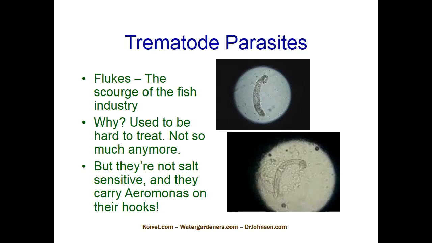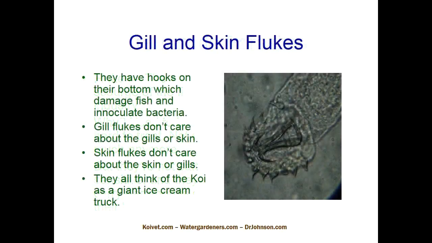Praziquantel, like I said, has no effect on the fish or plants or biological filter. It also has no effect on ick or any of the ciliates either. It is a specific treatment for flukes, and it works amazing. One thing I'd like you to know about flukes is it's the primary mode of transmission for ulcer disease in koi. Almost always when you see ulcers, you're going to see flukes associated with that.